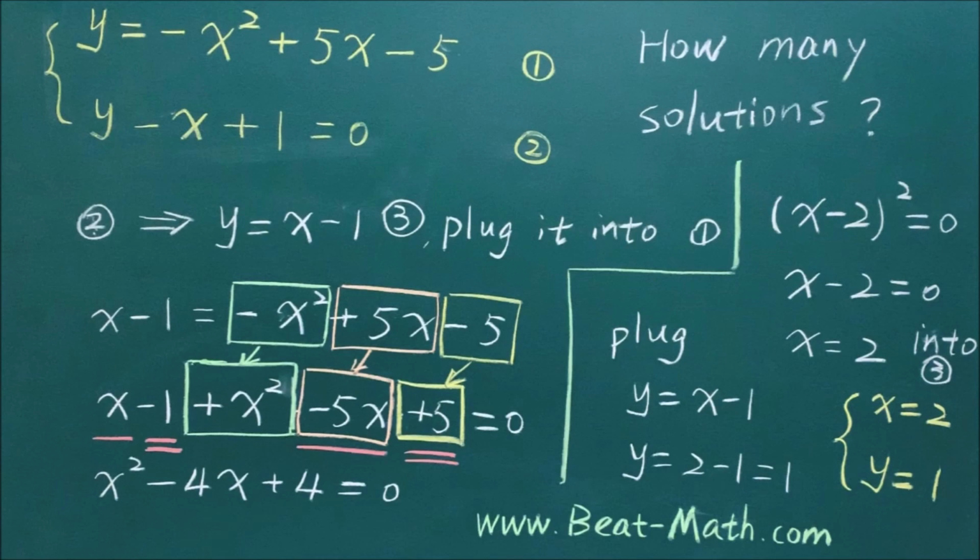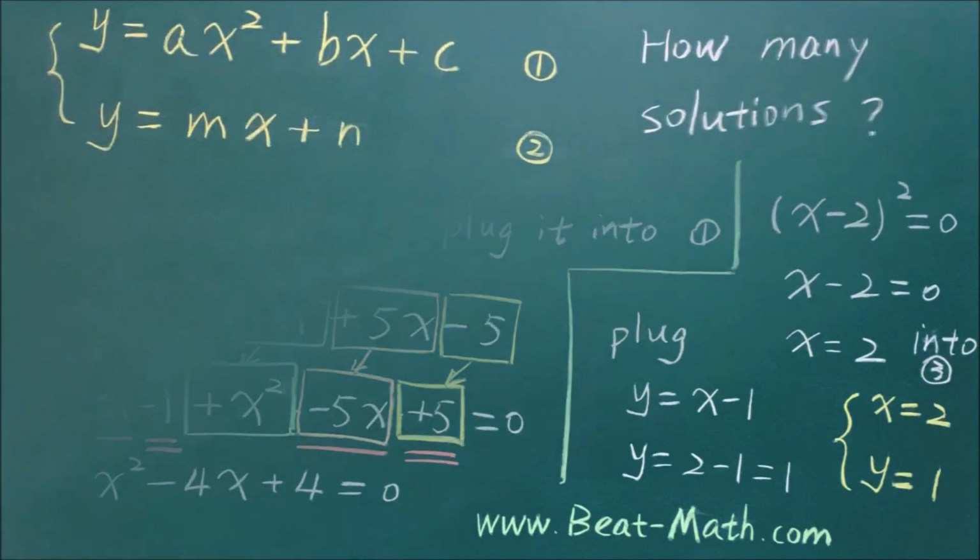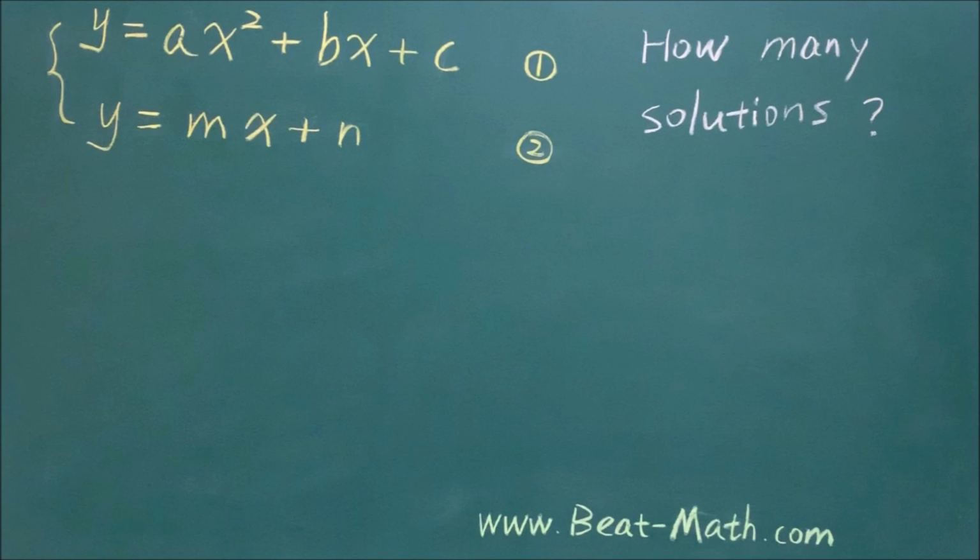It's pretty simple, so I'll let you solve it by yourself. Now let me ask you a question. For a system of equations consisting of a quadratic equation and a linear equation with two variables, what is the possible number of solutions? How can we know that without seeing the equations we deal with?